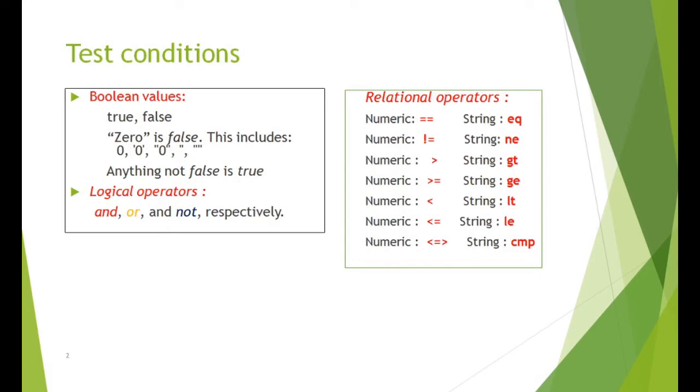Relational operators: you have a separate set of operators for numerical data and a separate set of operators for string data. Numerical or string depends upon the value the particular variable has at that particular point of time. For example, $a = 10 means the $a variable will be treated as a numerical variable. If it contains some string value, it will be treated as a string variable.